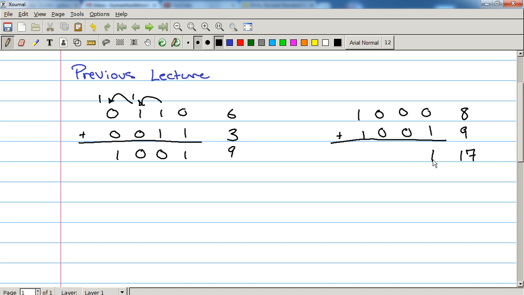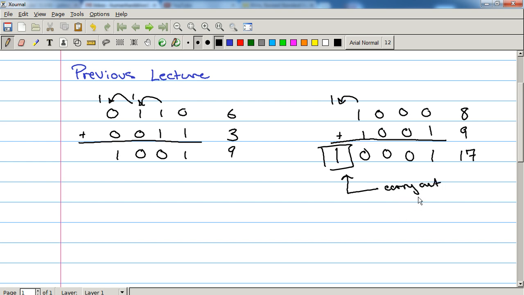So 0 plus 1 is 1, 0 plus 0 is 0, 0 plus 0 is 0, 1 plus 1 is 2 with a carry, so we carry, and we end up with a 1 over here. Now, this one is special. It is outside the 4 bits we have allowed for, and is called a carry out.